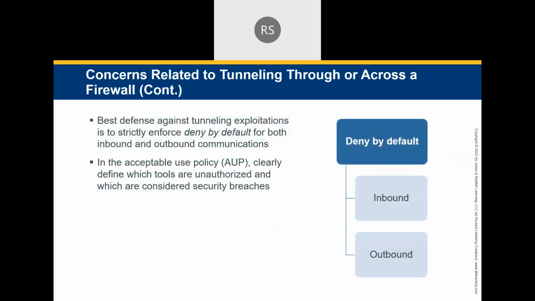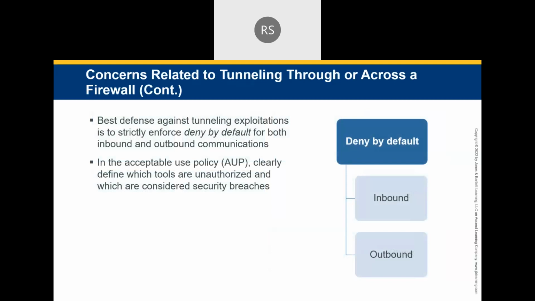So the best defense against tunneling exploitations is to strictly enforce a deny by default policy for both inbound and outbound communications. So by default, all communication attempts are denied unless they are explicitly permitted by firewall rules. This reduces the attack surface and mitigates the risk of unauthorized tunneling.